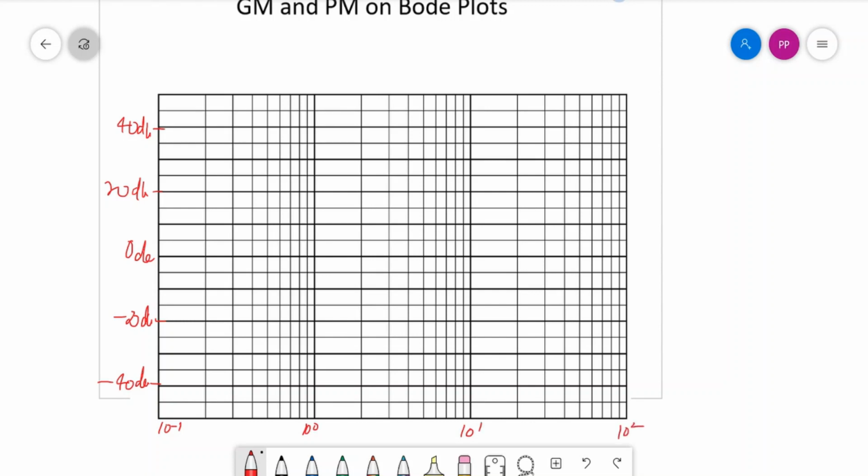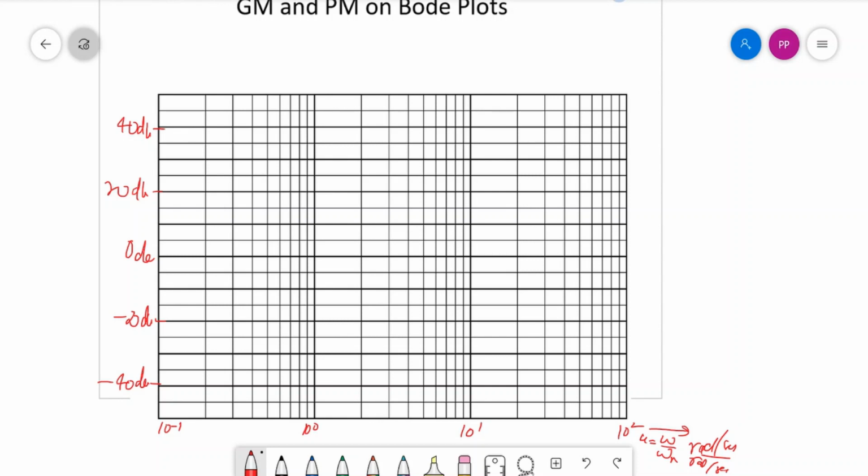Why we should take the normalized frequency along the x-axis we have discussed already. So we can take omega by omega n, in radians per second by radians per second. So this is unitless. So this is equal to u.